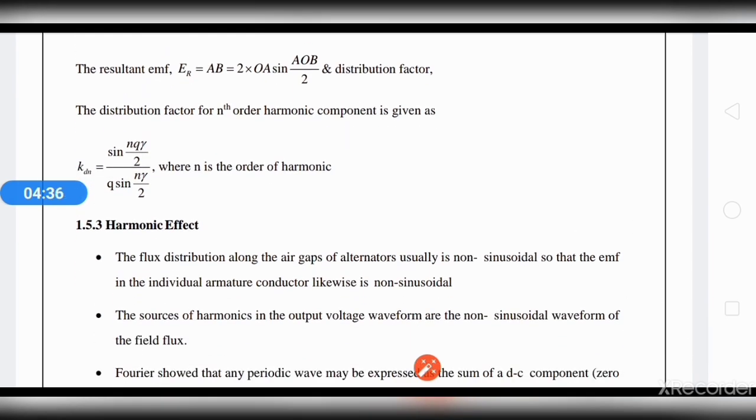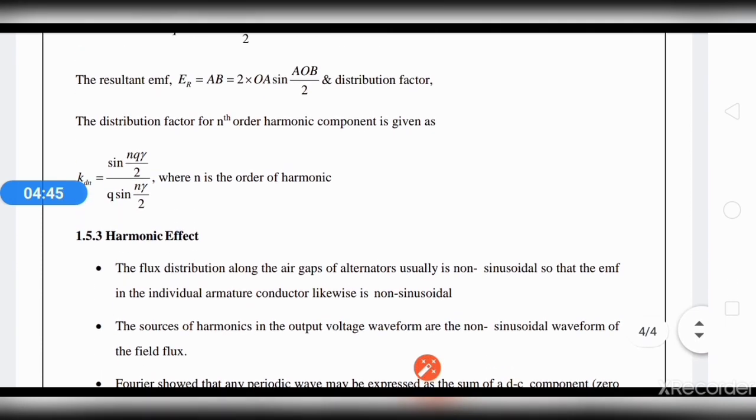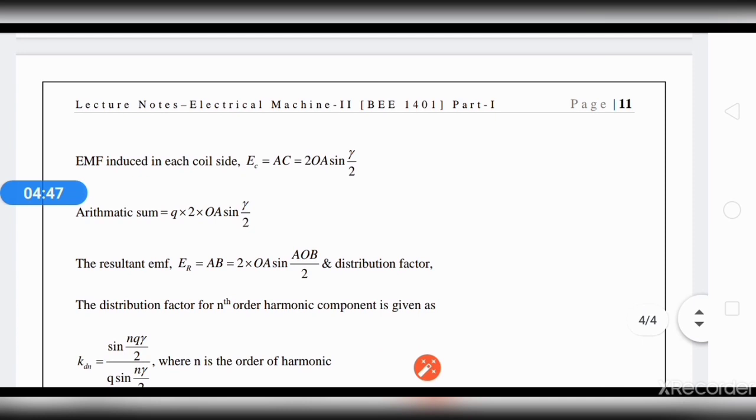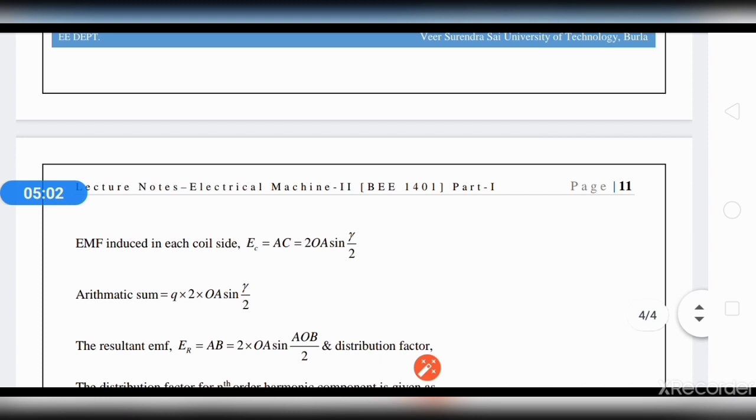Actually, both the pitch factor and distribution factor are calculated in terms of harmonics, because to reduce the harmonics we make arrangements like distributed winding and short pitch coils, so that the harmonics in the induced EMF can be reduced. So this is all about the winding factors. Thank you.